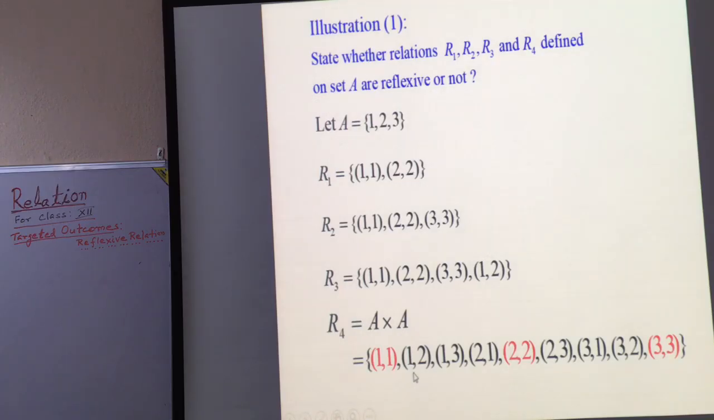We observe here there are so many other elements. They may occur or may not. It does not affect our definition. The definition simply says if each element of A is related with itself, then it is reflexive.